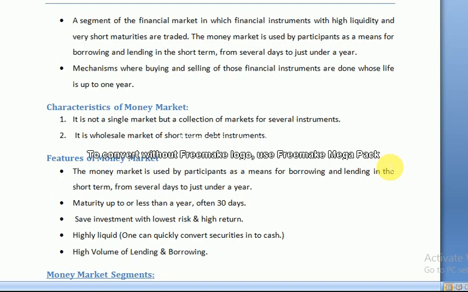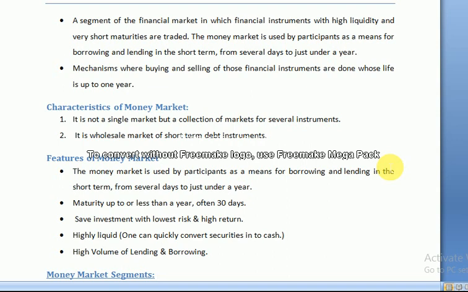So a feature of the money market is that it is used by the participants, borrowers and lenders, and they make borrowing and lending for a short period of time, and that short period may be days, weeks, or months, but not more than 12 months. This is the first feature. The second one: maturity up to or less than a year.